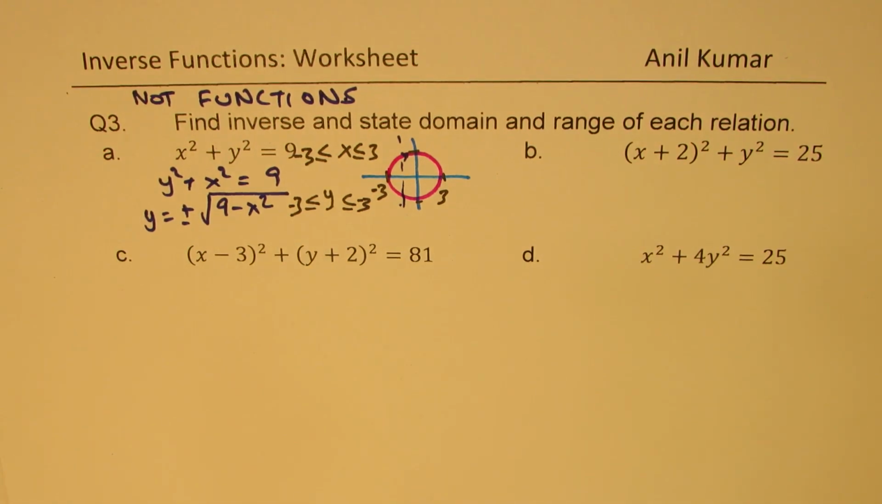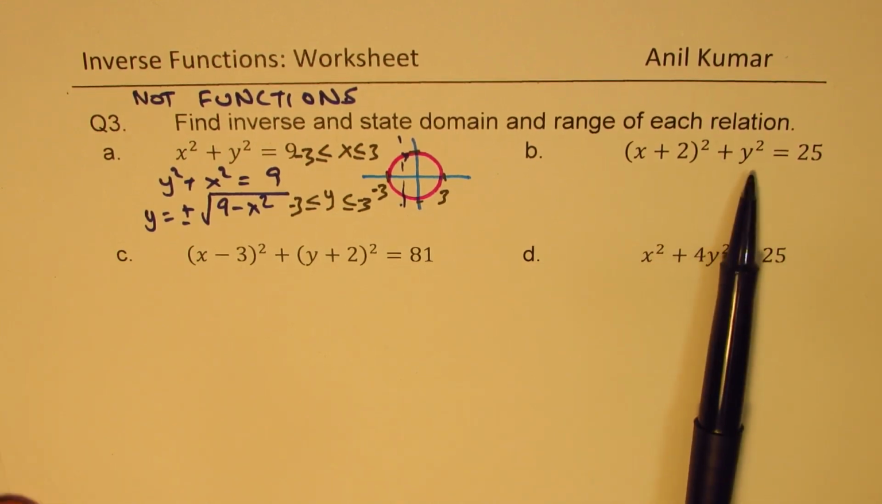So in both the cases, both domain and range are between plus and minus 3. Because of the symmetry of the circle, that is the domain and range for both function and its inverse. And both are not functions, right? Both are relations, correct? Okay. The second one is also a circle, right? This is also a circle.